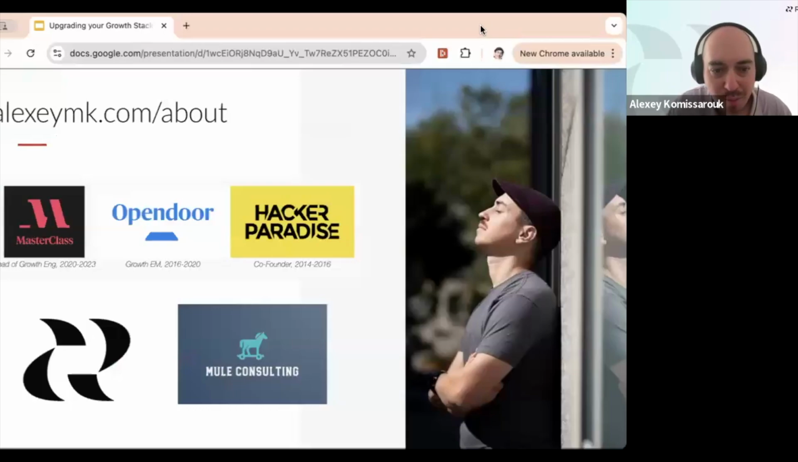My claim to fame is probably as a growth engineering leader at Opendoor, then running growth engineering at Masterclass. And for the last 2 years, I've been advising companies as they scale up their growth engineering, as well as teaching growth engineering on Reforge.